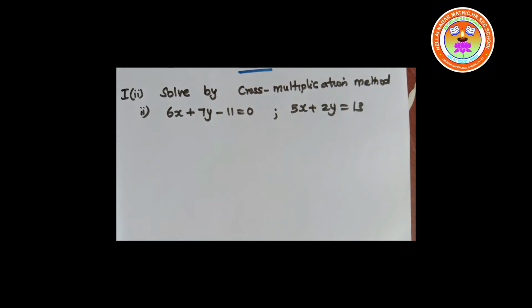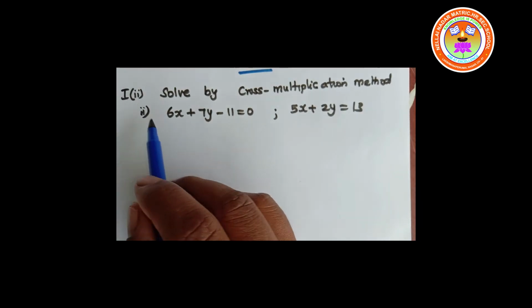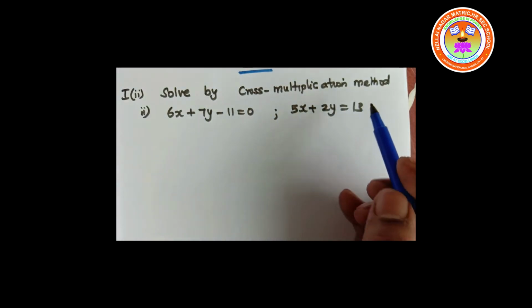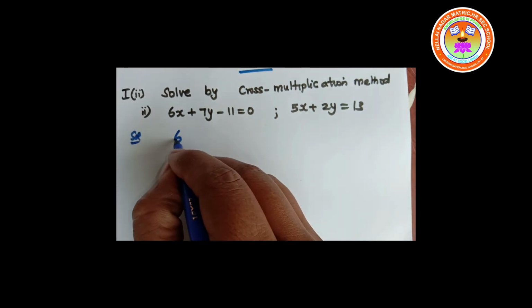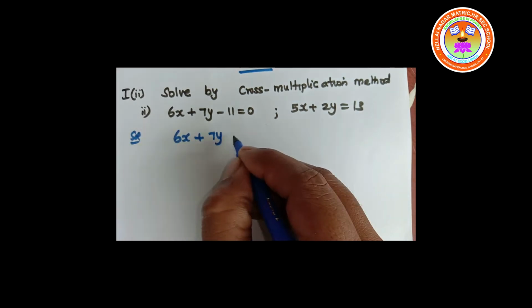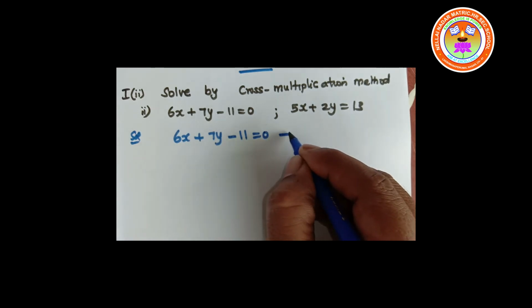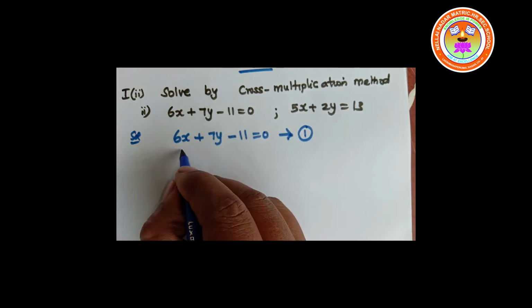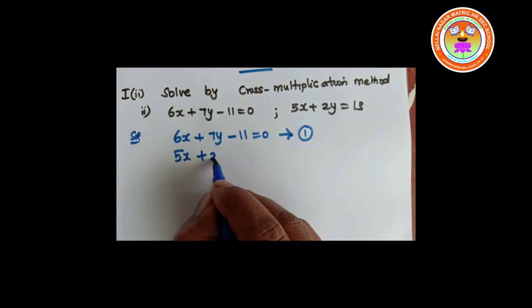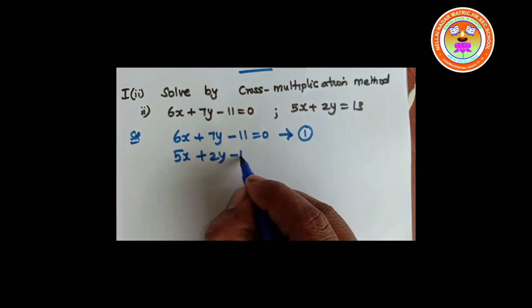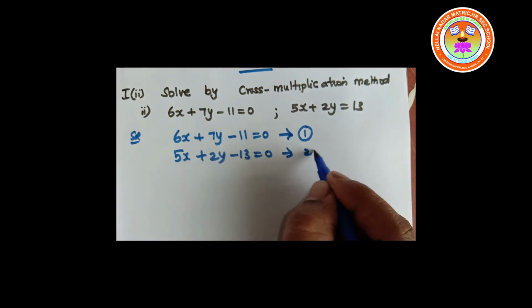Question number 1, subdivision 2. Solve by cross multiplication method. Now the solution. 6x plus 7y minus 11 equals 0, already arranged as equation number 1. Then 5x plus 2y equal to 30, so 5x plus 2y plus 13 becomes minus 13 equal to 0. So we make it equal to 0 like this.